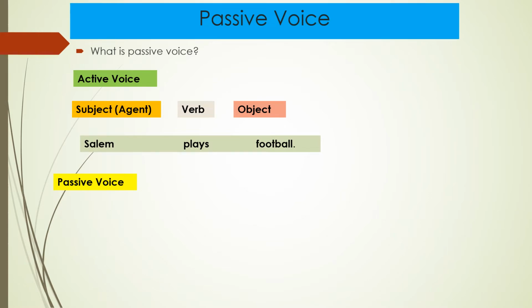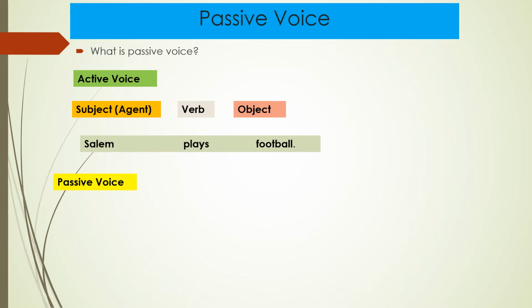In this sentence, Salim is the agent or the subject. The agent or the subject is the person who does the verb. الفاعل يعني الذي يقوم بالفعل. Plays is the verb, it is the action, هو الفعل الحدث. And then object اللي هو المفعول به, which is football here.